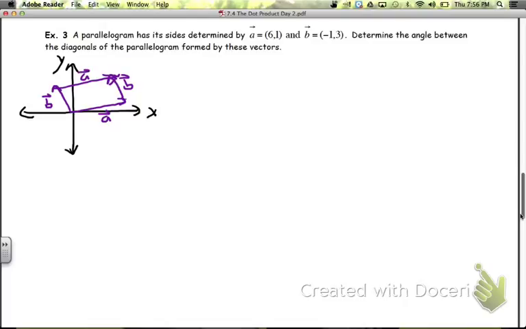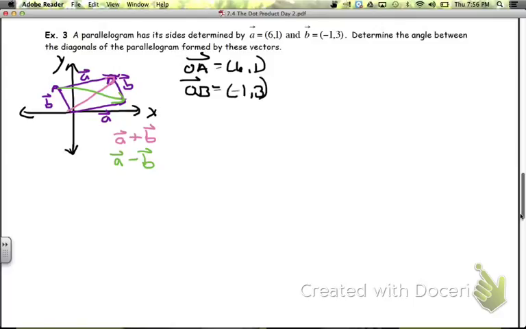So then we also want to look at our diagonals here. So our diagonals, the pink one, okay, is our A plus B. And then we can also look at our A minus B by looking at the opposite way here. So I'm going to draw that one in green. Okay, so that's A minus B. So when looking at this here, we know that OA, remember OA just means from your origin to A, is equal to (6, 1), and our OB is equal to (-1, 3).